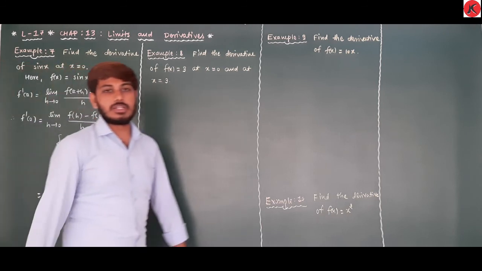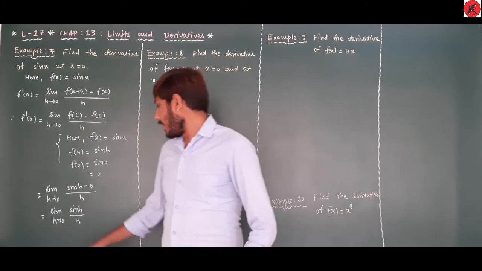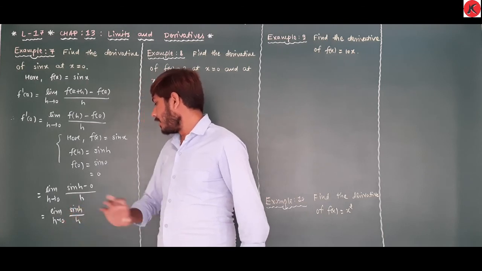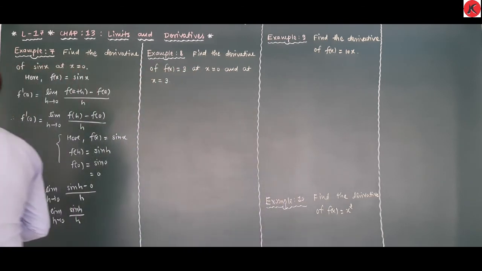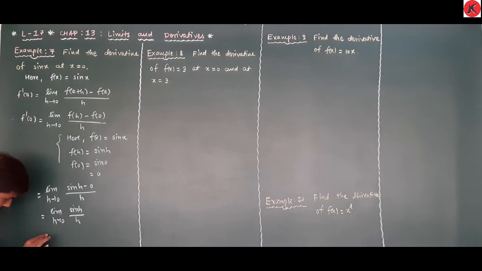Now remember this concept. Limit angle tends to 0 of sin angle by angle is equals to 1. And the answer is 1. Clear? Therefore f dash 0 equals to 1.